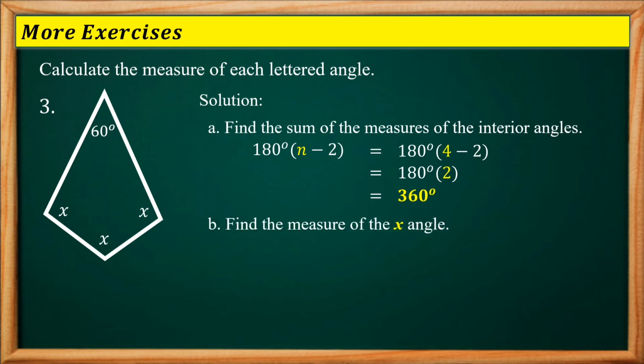Then after that, find the measure of the x. Okay, the first x plus the second x plus the third x plus 60 degrees. Then the sum is 360 degrees kasi apat na angle yan. Okay, that is quadrilateral. Then, x plus x plus x. Ayan, meron na tayo dito addition of polynomials. X plus x plus x, that is 3x. Okay, plus 60 is equal to 360.